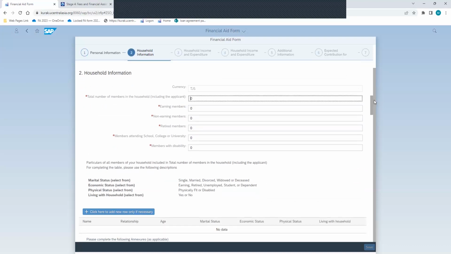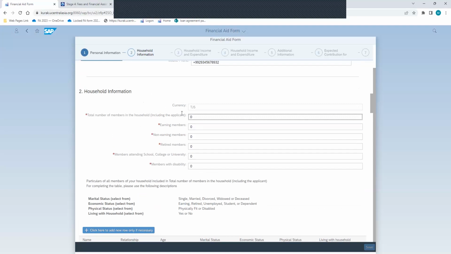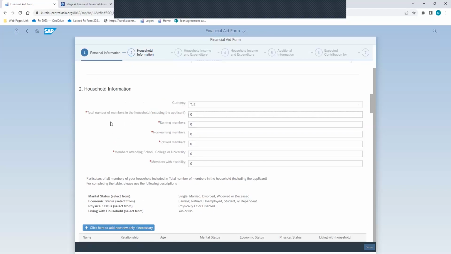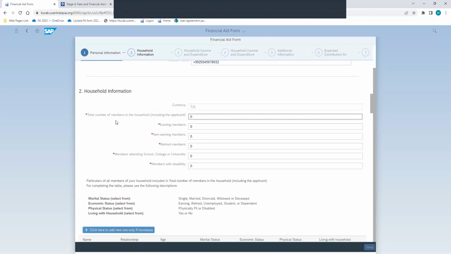And by the way, just have a look at step 2. As I explained earlier, when I choose the country, the currency appears depending on the country. So I chose Tajikistan, and in my case, TJS has appeared. It means the whole application will be calculated in Tajik Somoni, and I have to be aware of that. So let's start the second step. The second step starts with household information, meaning the total number of members in the household, including the applicant.